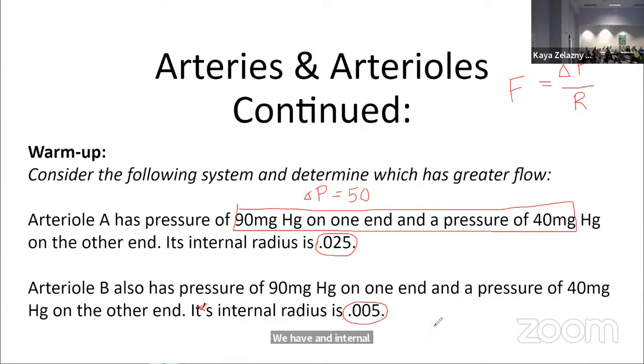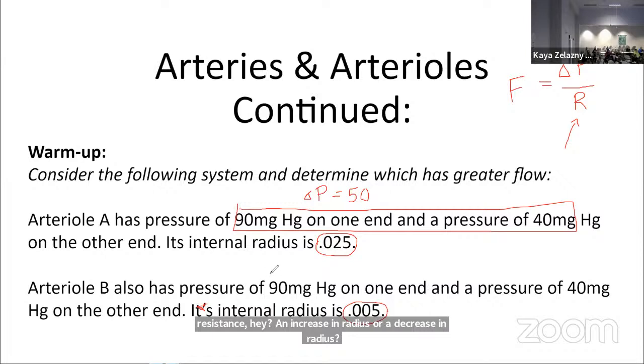Okay. So who wants to remind me of how we relate radius to this overall equation? What property does radius affect? Resistance. Yeah. So our radius affects the resistance. And anybody want to tell me what makes the resistance bigger? An increase in radius or a decrease in radius? A decrease in radius creates an increase in resistance. So they're opposites of each other.